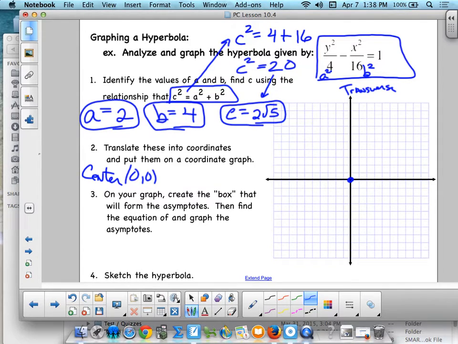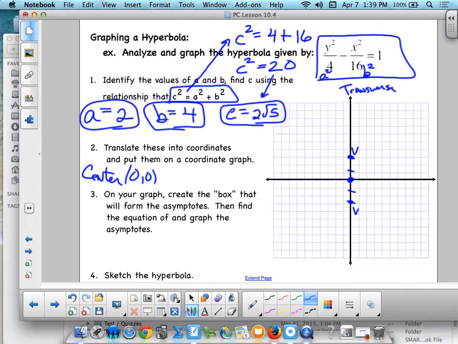So where do I go with this a value, 2? Up 2, down 2, right? Okay, there they are, vertex, vertex. What else should I do? From the center, go where? You're telling me to go in the conjugate. On the transverse axis, I can go up a, down a, up c, down c.